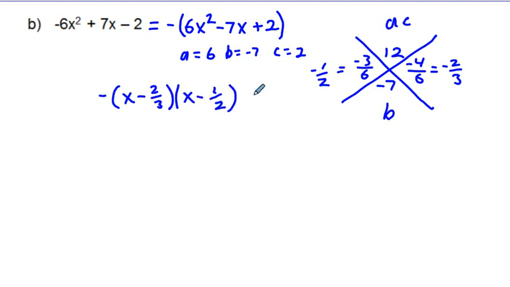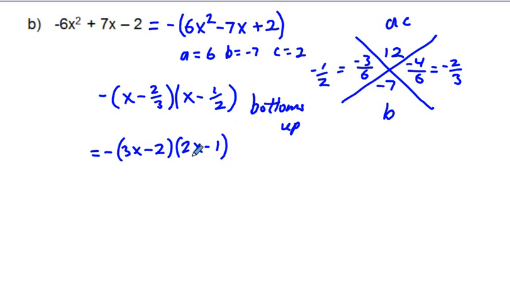And we use what we call the bottoms up method for this. And what we do is we take this, our answer is going to be a negative sign out front, we take 3 times x, or 3x, minus 2, and then we have 2 times x, which is 2x minus 1. And if we multiply all these together, we'll see that we're going to work out as a correct factoring.